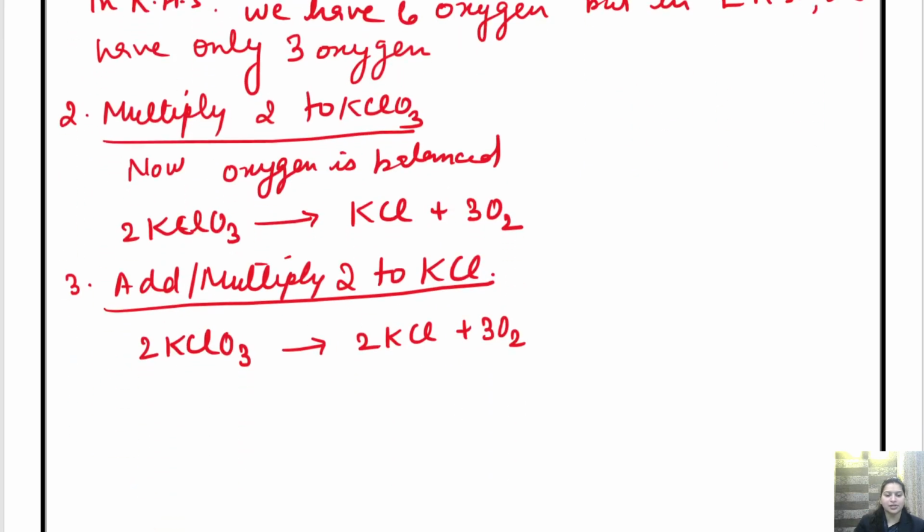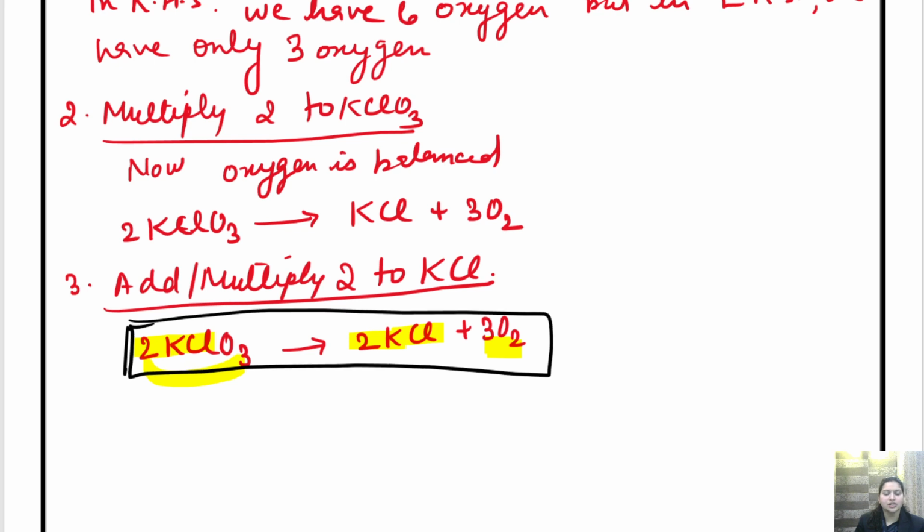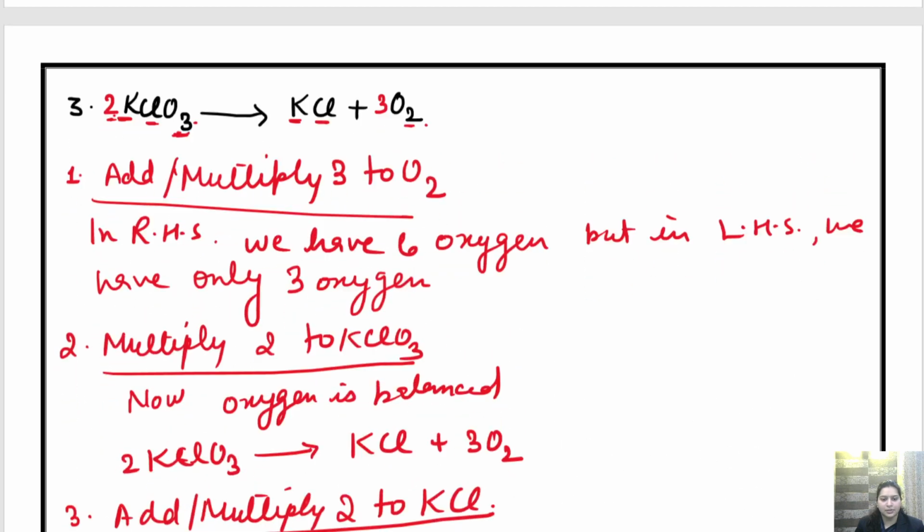Alright. So is this chemical equation balanced? See, we have 2K, we have 2K, we have 2Cl, we have 2Cl, we have 6, 3 into 2, 6 oxygen, and we have 6 oxygen. So yes, this chemical equation is balanced. Alright, this chemical equation is a balanced equation. Clear? So this was another example.